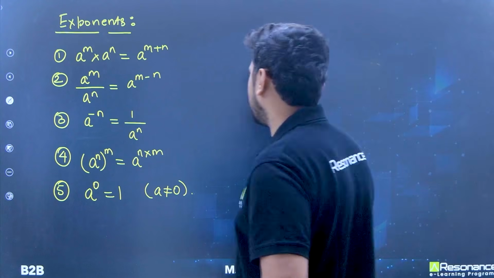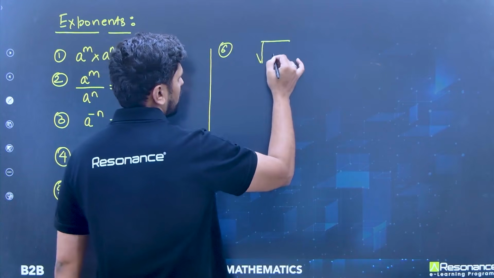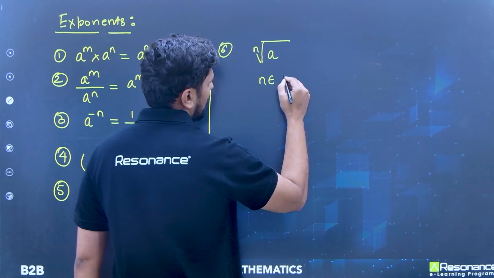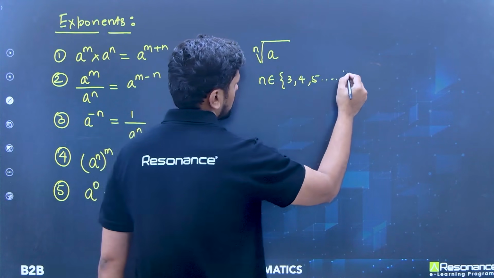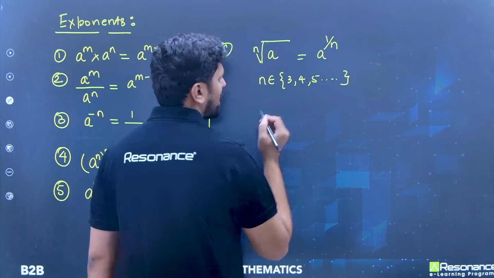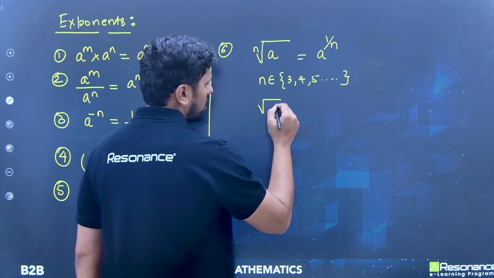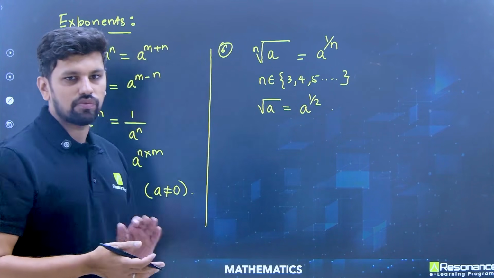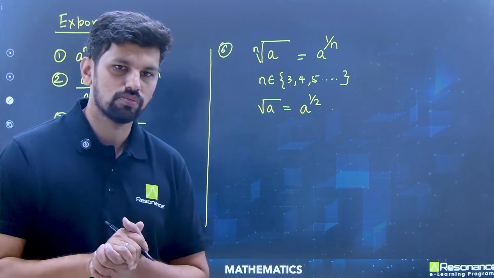Okay, let's talk about roots also. Sixth property, if we write n here, n should belong to natural number. N should be 3, 4, 5 and so on. This means that a to the power 1 upon n. We can write 2 also, but we usually don't write 2 because we already know under root of a is equal to a to the power 1 by 2.